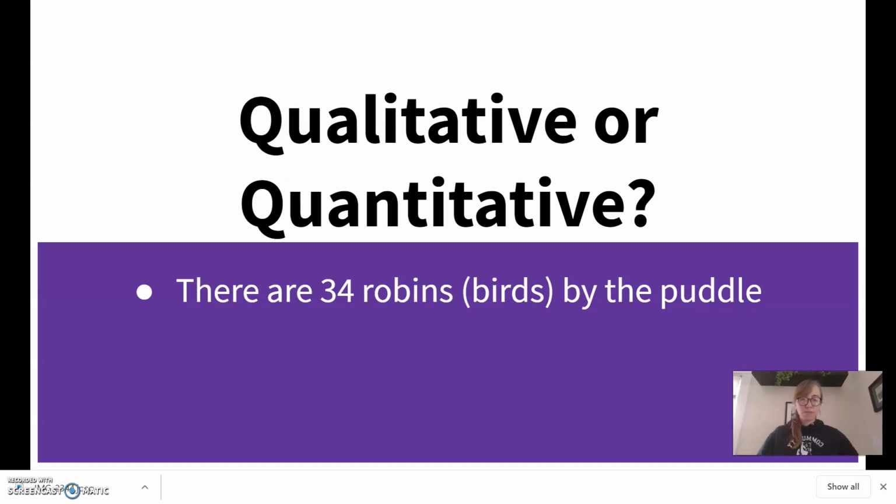All right, there are 34 robins or birds by the puddle. Is that qualitative or quantitative? So that one is quantitative. It involves a number. Somebody actually counted this statistic and put it in their fieldwork.